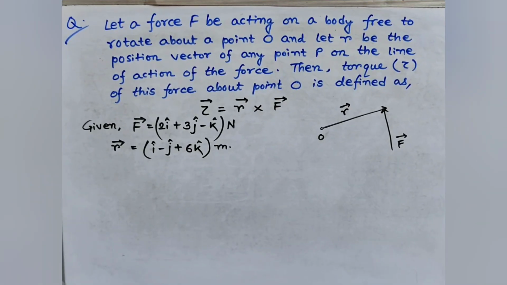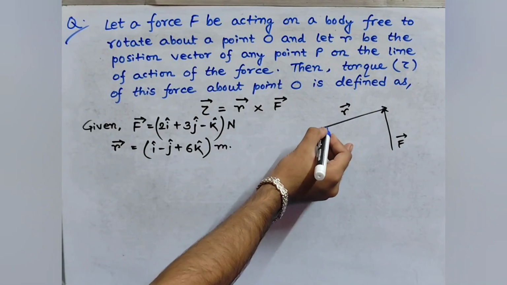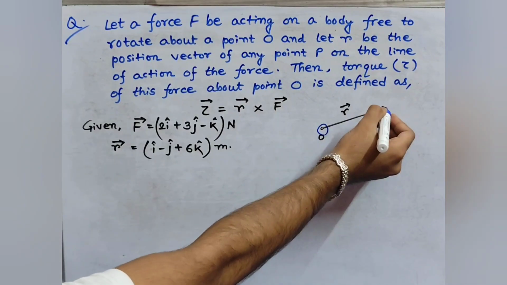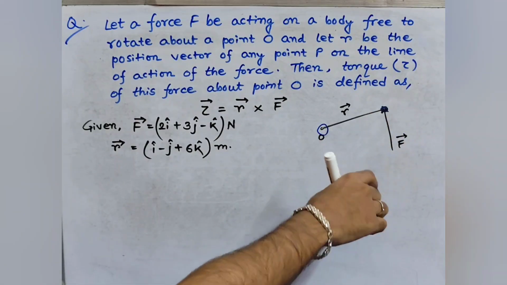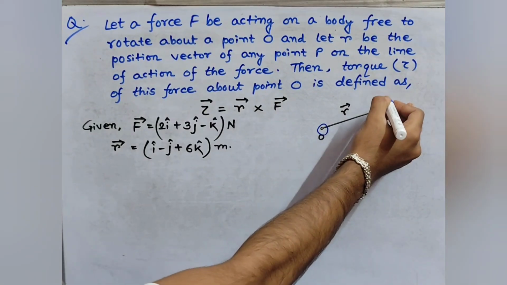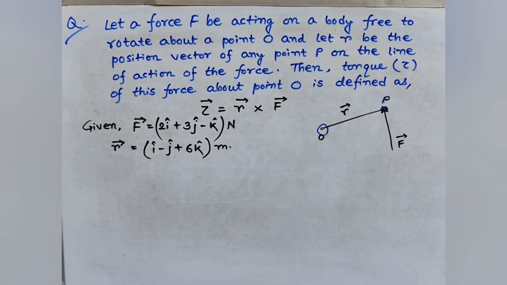Here is another problem. The problem says, let a force F be acting on a body free to rotate about a point O. Here is a point O and you are applying this force to rotate this object or this particle, and this is the position vector R. So let a force F be acting on a body free to rotate about a point O, and let R be the position vector of any point P. Suppose this is P, on the line of action of the force.